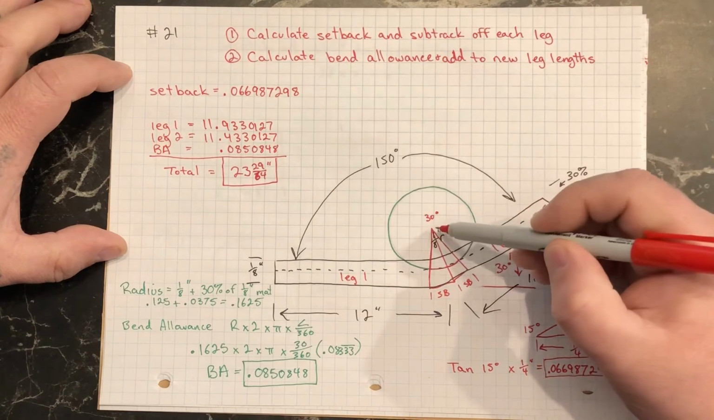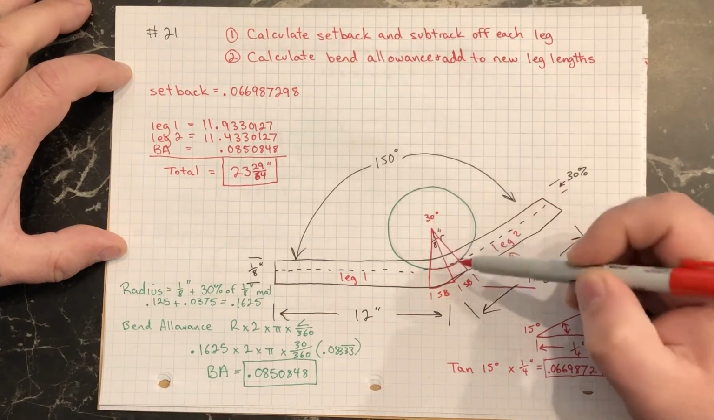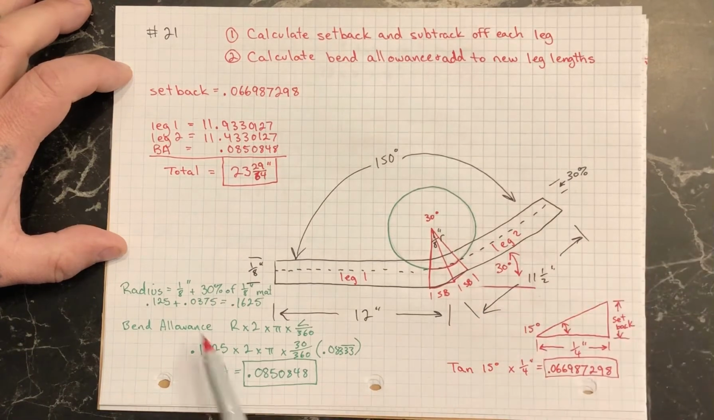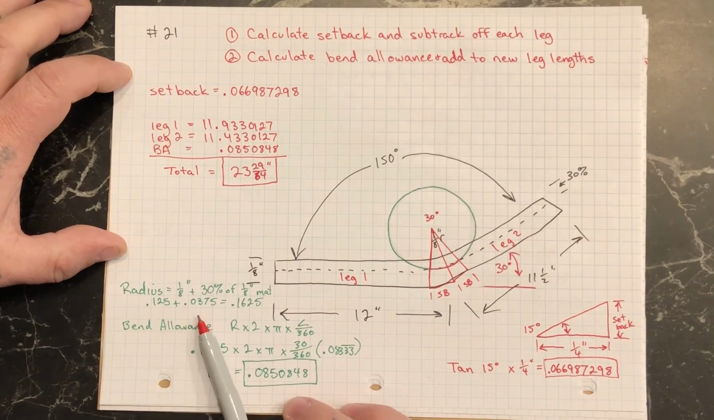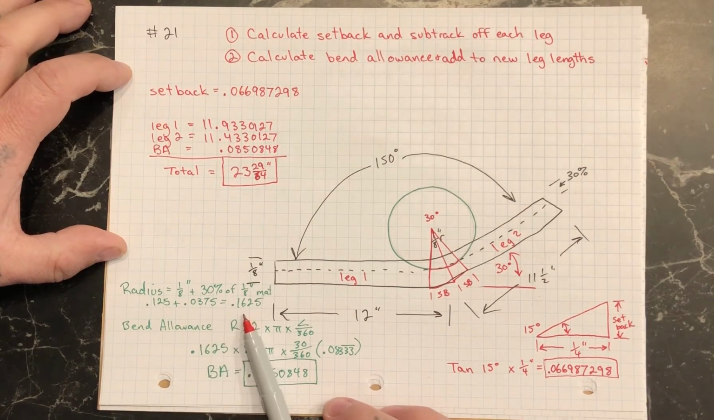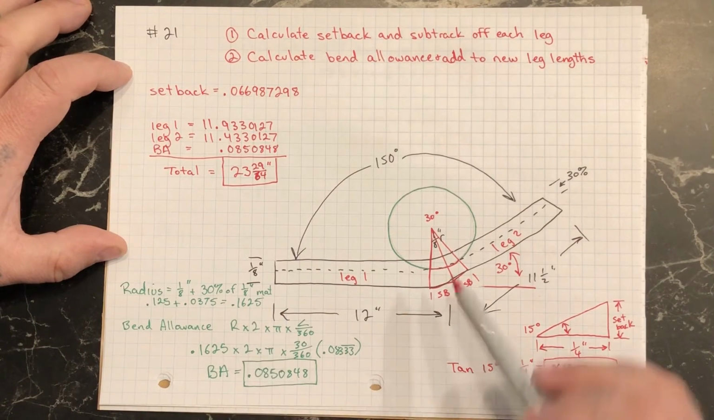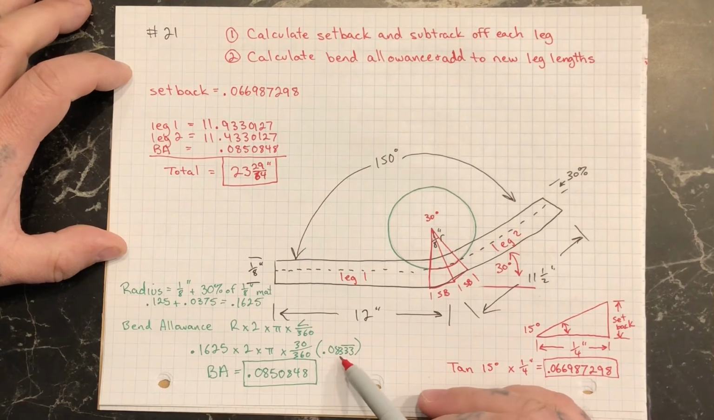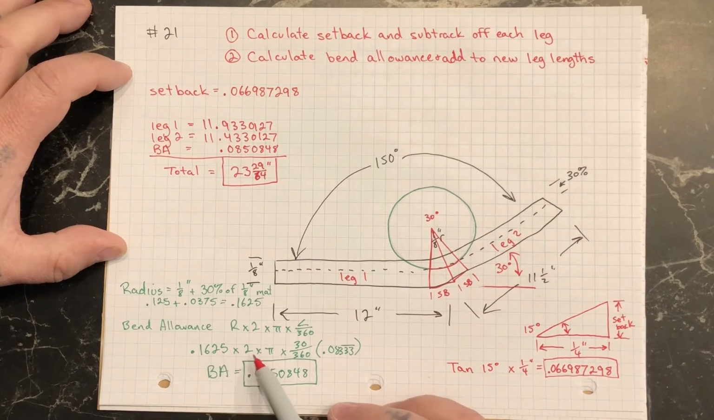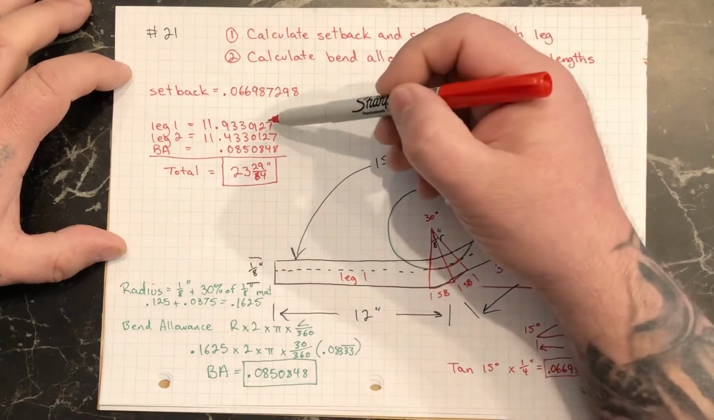The radius is going to be the 1/8 inch bend radius plus the 30% of 1/8 material thickness. So 0.125 plus 0.0375 gives us 0.1625. That's going to be the radius, so we can put that in place of the radius in this formula: 0.1625 times 2 times pi times the angle over 360, or 30 degrees divided by 360, which gives us this number. Multiplying all of those together gives us the bend allowance. Then we just add them all together.